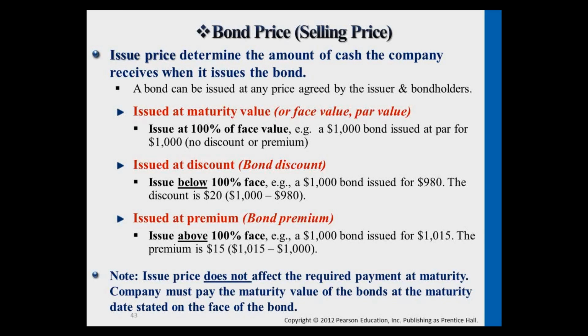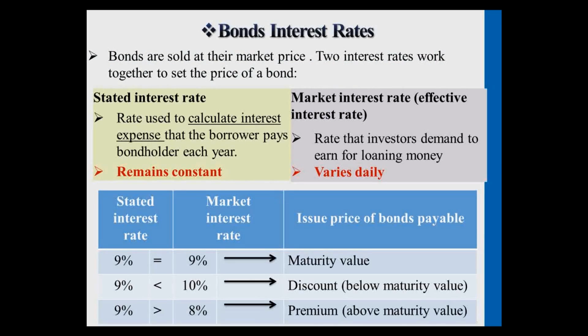Okay, so the difference is just the bond price, the issue price. Whether or not the corporation is receiving that $1,000 depends on the two interest rates. Okay, if we take a look at the interest rates again, if they're the same percentages, then the corporation will be able to receive the money based on the face value of the bond.